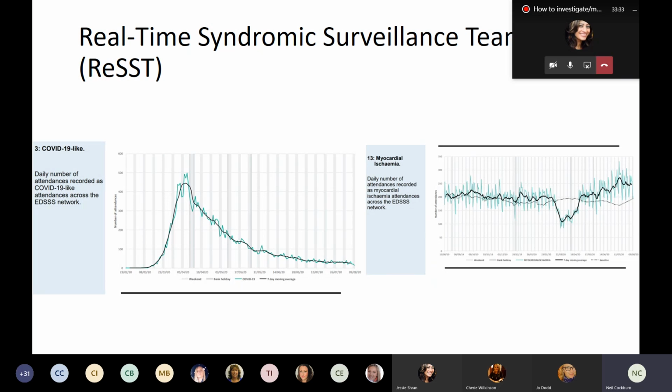So what we can take from that is that COVID-19 caused people to stop going to emergency departments, even though they were still having heart attacks. So why did it cause people to stop going? Is it because they were scared of catching COVID-19? Is it because they didn't want to use up emergency department resources?